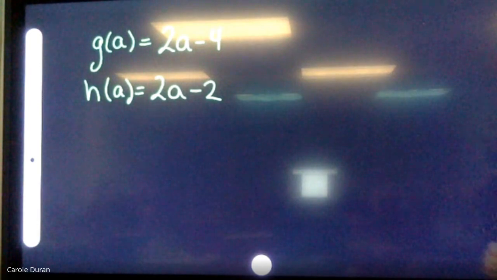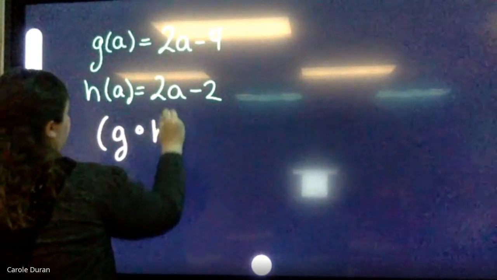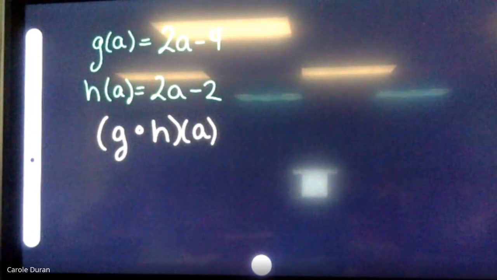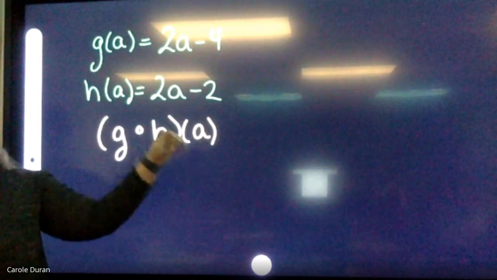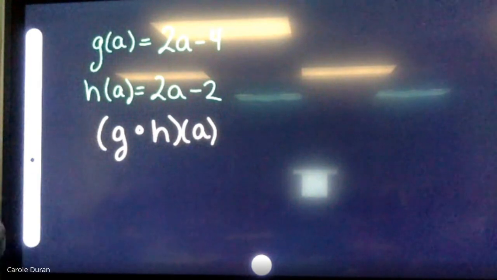The composition I would like to find is g of h of a. So g, open circle h, and then the a in parentheses. This a indicates that I'm leaving the variable in the final answer instead of replacing it with a number and solving. We will get to a point where we do replace it with a number and solve, though.